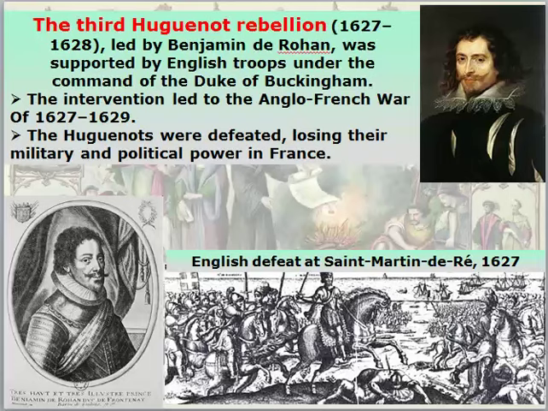Now the English are really using the Huguenot rebellion to their advantage, and so they're actually fueling the Huguenots to keep fighting the French, because the English and the French weren't very good friends at this time. The intervention led to the Anglo-French War. The Huguenots were defeated, losing their military and political power in France. English defeated at Saint Martin de Ré.